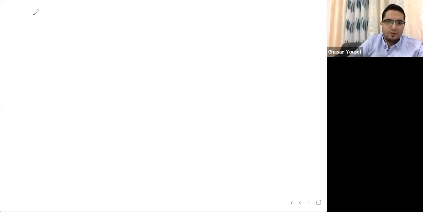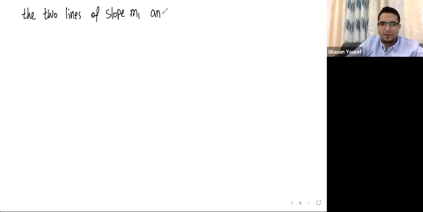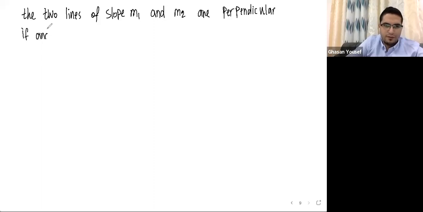So here, two lines of slope M1 and M2 are perpendicular if and only if M1 times M2, so I'm going to use a different color, M1 times M2 equals minus 1.